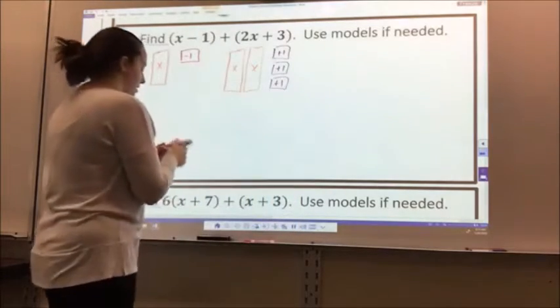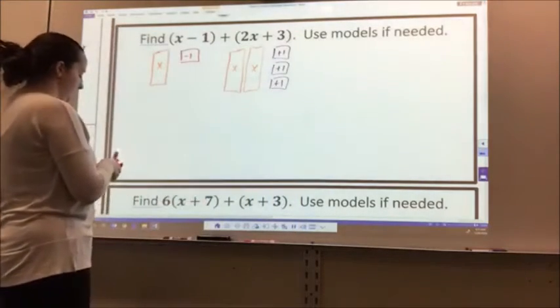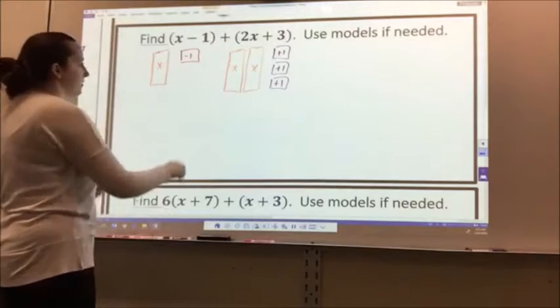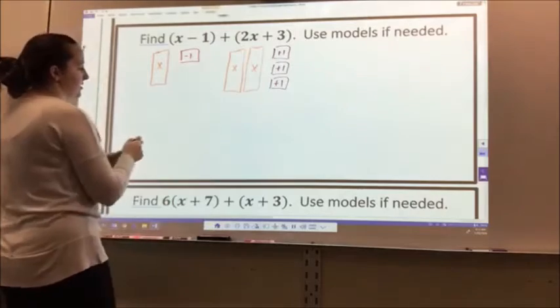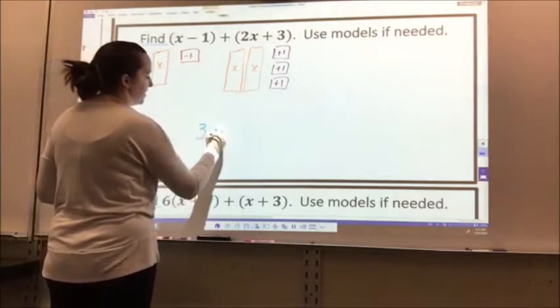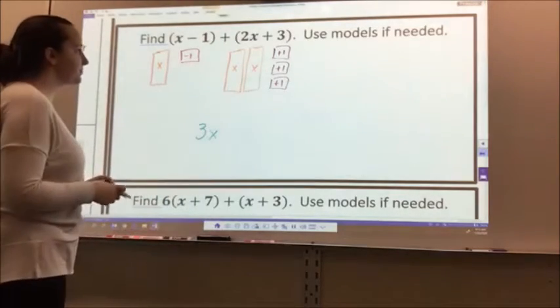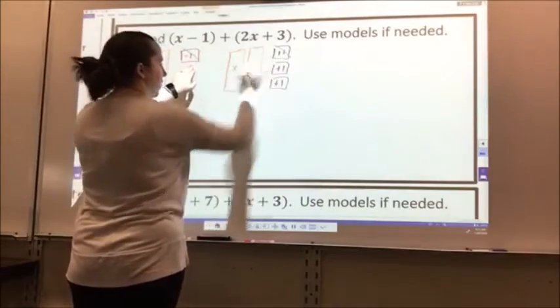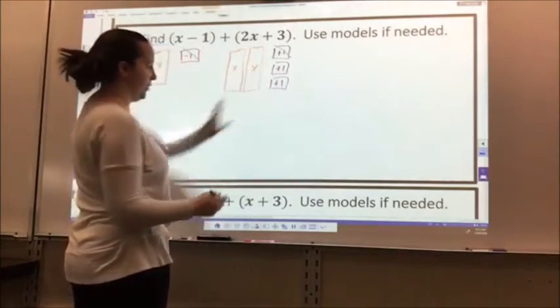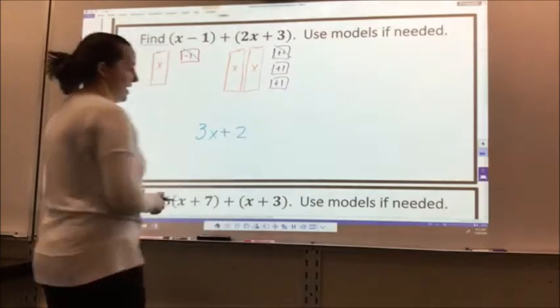Okay. So I can actually see that I have 1, 2, 3 orange x's. So 3 positive x's, so 3x. And then I have a negative 1 and a positive 1. They cancel each other out. And I'm left with 2 positives. So 3x plus 2.